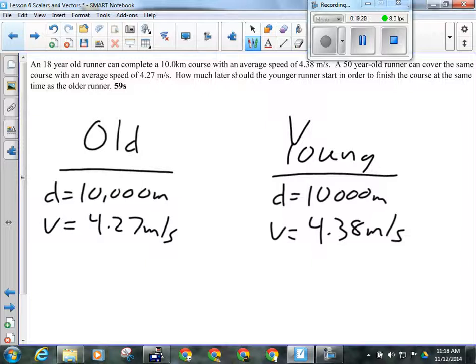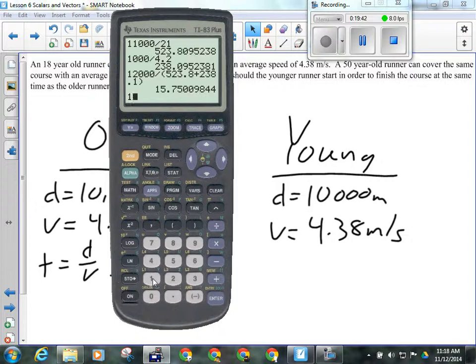Now, if I want to find out how much of a head start or how much later the younger runner should start, what do I need to know about both of these people? Right, I need to know the difference in their times. First thing I need to know is how long does it take each of them to run 10,000 meters? So t equals d over v. 10,000 over 4.27. All right, so it takes the old guy 2,341.9 seconds.